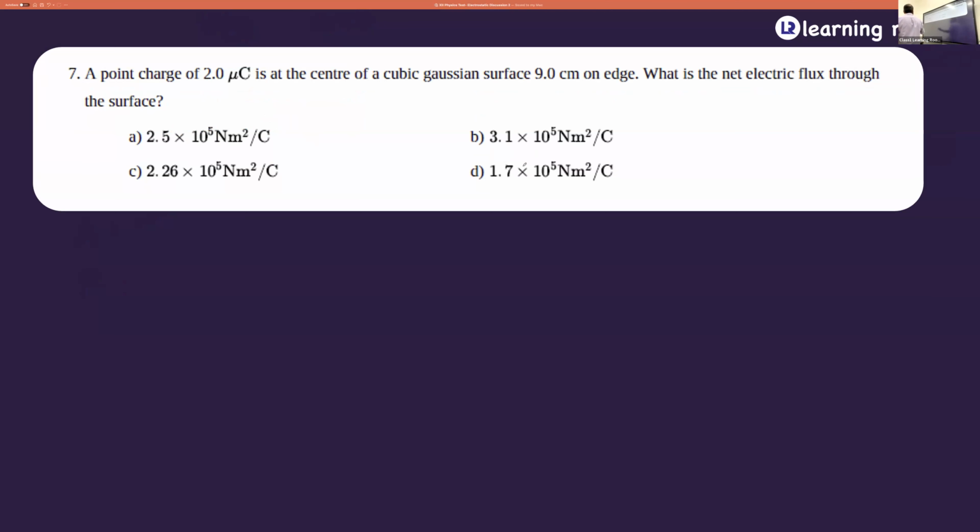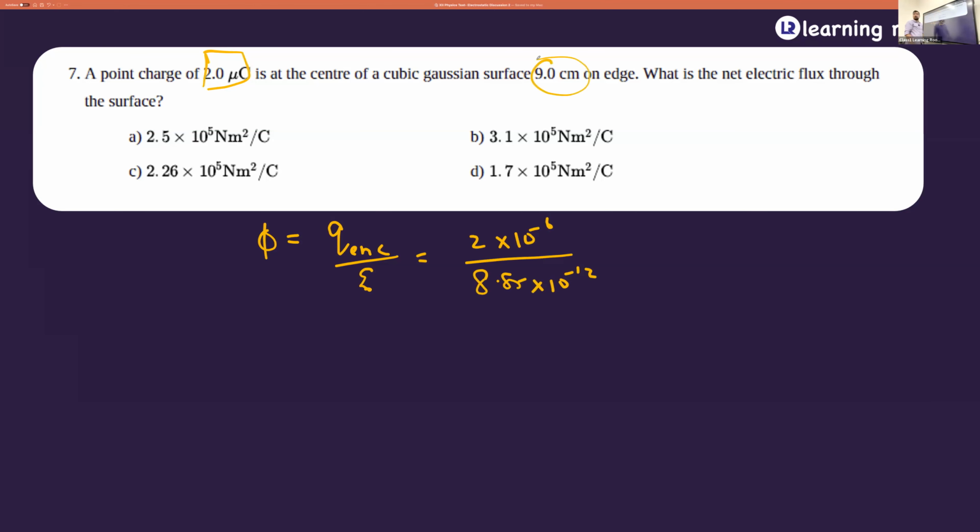How to do this? There is a point charge of 2 microcoulomb, which is placed at the center of a cubic Gaussian surface of 9 cm side. What is the net electric flux through the surface? So flux is equal to charge enclosed divided by epsilon naught. What is the charge enclosed? 2 into 10 power minus 6, divided by the value of epsilon naught, 8.85 into 10 power minus 12. What is the unwanted data? This 9. So 2 divided by 8.85 is going to give you 0.226 into 10 power 6. So it will be 2.26 into 10 power 5.